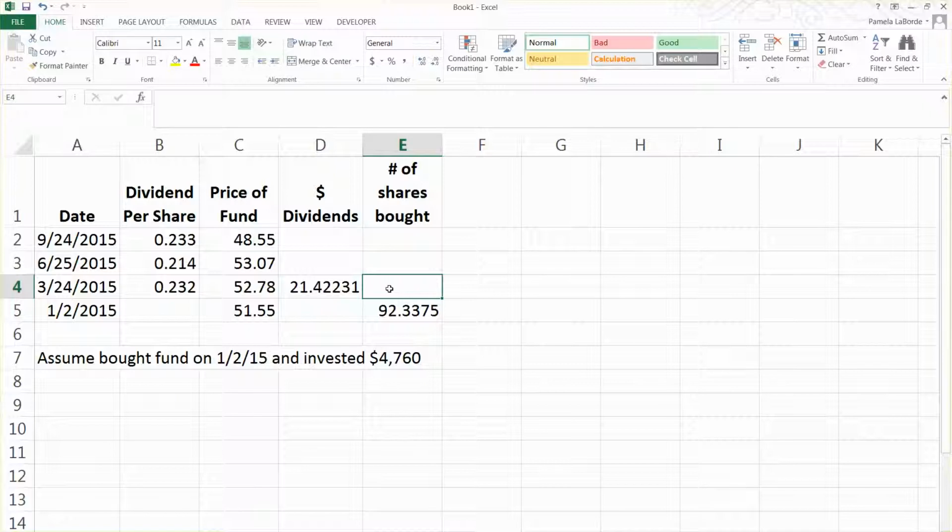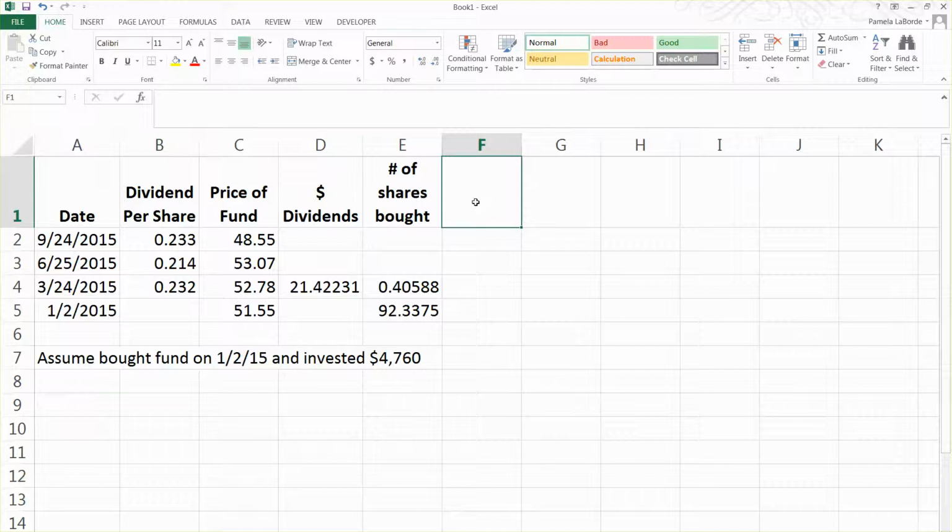But she didn't. She instead said, take that money, the $21.42, and use it to buy some shares of the fund. By that day, the fund was trading a little, well, it cost a little bit more. It cost $52.78 instead of $51.55. So since she was only going to get $21.42 in dividends, she couldn't afford an entire share. How much could she afford? What fraction of a share could she afford? I'd take that 21.42 and divide it by the price of the fund on that day, 52.78. So she could buy 0.41 shares.